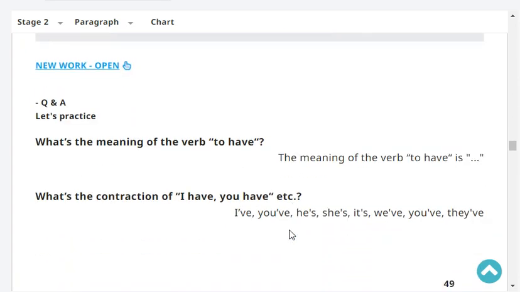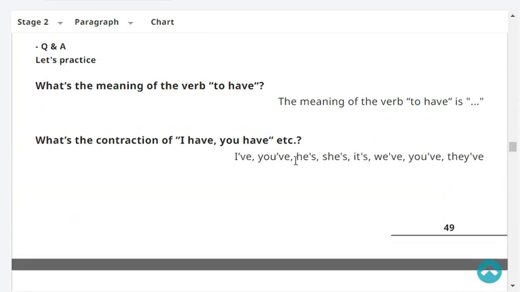What's the meaning of the verb to have in Japanese? The meaning of the word to have in Japanese is motsu. Very good.